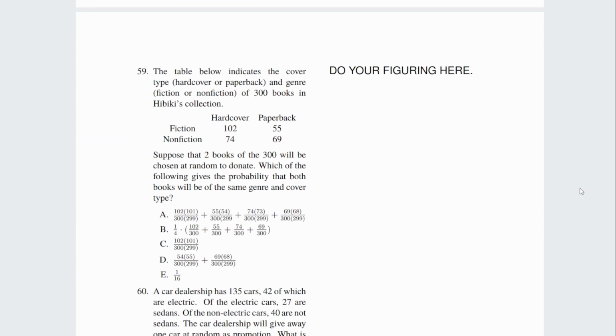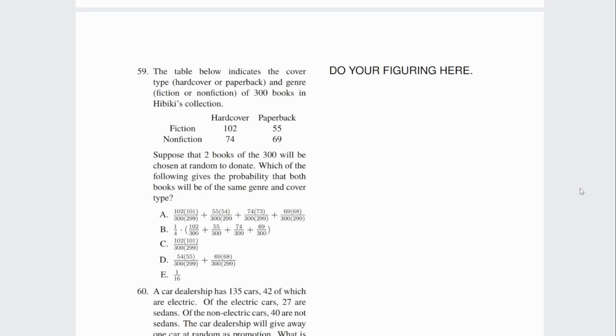Question 59 is the same thing, although it uses pre-algebra skills that are just applied in a way that is quite complicated. The table below indicates the cover type, hardcover or paperback, and genre, fiction or nonfiction, of 300 books in Hibiki's collection. Suppose that 2 books of the 300 will be chosen at random to donate. Which of the following gives the probability that both books will be of the same genre and cover type?